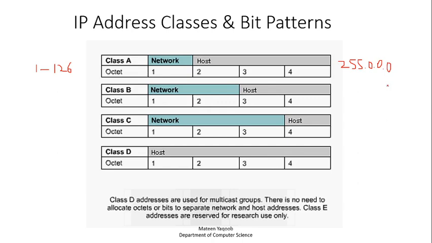So subnet mask will show you how many bits are for the network portion and how many bits are for the host portion. So as you can see, the class A has a subnet mask of 255, which means first 8 bits are for the network. It means the network part is consisting of 256 possible combinations. So the subnet mask for class A is 255.0.0.0.